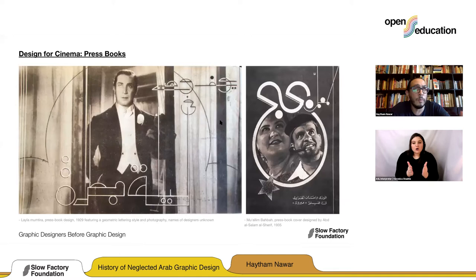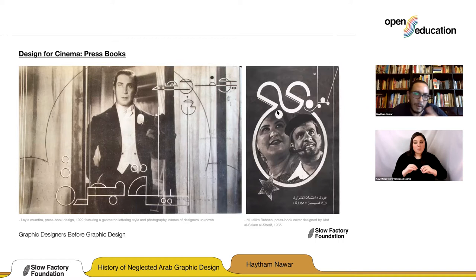So here's what is really interesting about those two, because that's one of our pioneer graphic designers in Egypt and the Arab world, Abdel Salam al-Sharif. You can see the way of lettering here. Layla Mumtira, which is a rainy night, is a beautiful way of making a lettering style in the early 30s. So you can imagine, in the 30s, when you have this classical, beautiful calligraphic style, a designer comes with this beautiful experimentation in Arabic styles, and does beautiful lettering for movies. The second one is Ma'allim Bahbah.